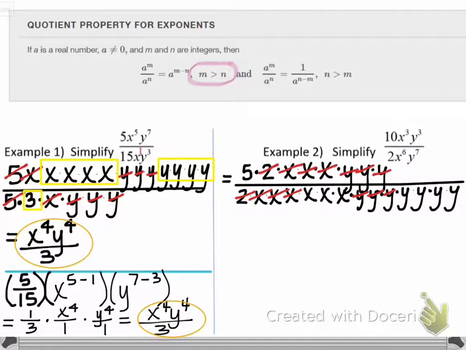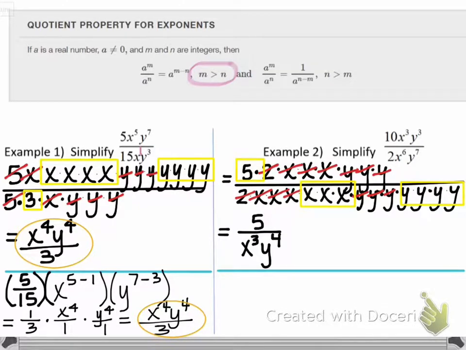Now let's look at what's left over. In the numerator, we just have a 5. In the denominator, I have x times x times x, which will become x cubed. And I also have 4 factors of y, which will become y to the 4th. So I have 5 over x cubed y to the 4th. Let's take a look at it using the rule.